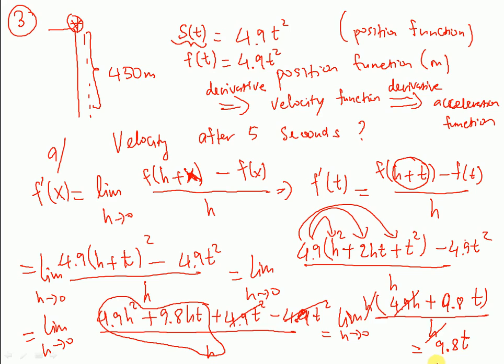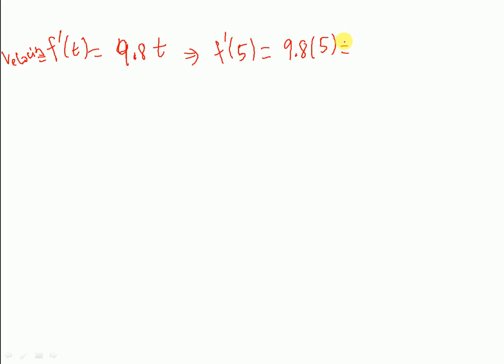That is your velocity function. This is f prime of t equal to 9.8 t. We are trying to find the velocity. This is your velocity function, right? So we're going to find it at the time t equal 5. So I will just plug in 5 to here. F prime of 5 will give you 9.8 times 5, and this is approximately equal to 49 meters per second.